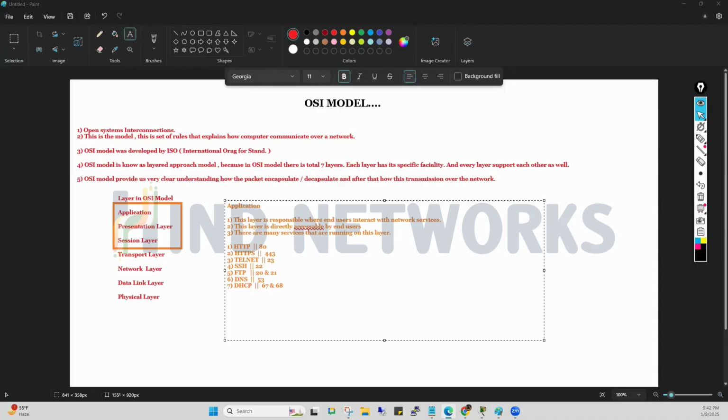Now, how do we identify these services in networking? We identify these services by the help of port numbers, right? So for every application, there is a specific port number. HTTP 80, HTTPS 443, Telnet 23, SSH 22, FTP 20 and 21. FTP uses two port numbers, 20 and 21. DNS uses port number 53 and DHCP uses port numbers 67 and 68.